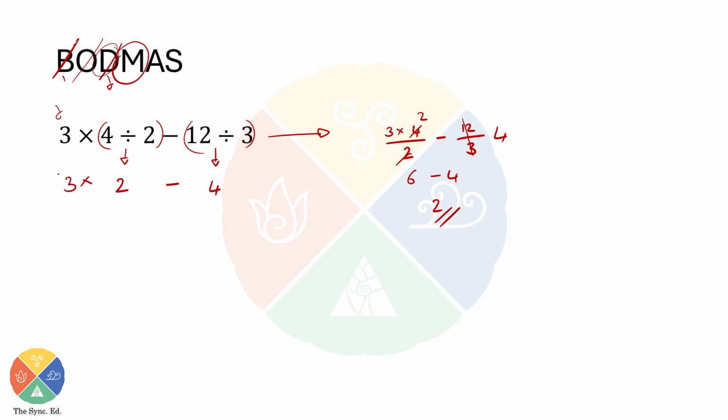Now we'll do the multiplication. If you do the multiplication, 3 into 2 you will get 6 minus 4. All the multiplications are done. There is no addition, only subtraction is there. 6 minus 4, you will get the answer 2. So this is the basic concept of BODMAS.